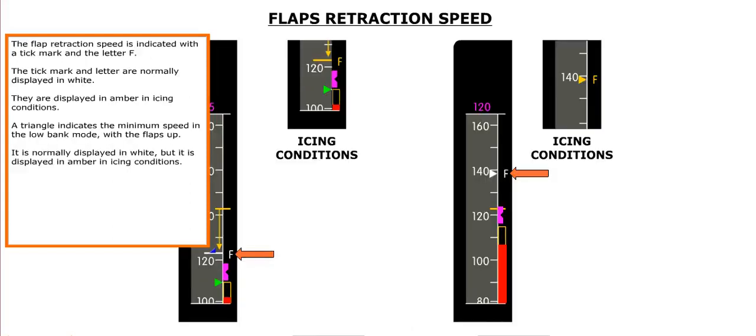The flap retraction speed is indicated with a tick mark and the letter F. The tick mark and letter are normally displayed in white. They are displayed in amber in icing conditions. A triangle indicates the minimum speed in the low bank mode, with the flaps up. It is normally displayed in white, but it is displayed in amber in icing conditions.